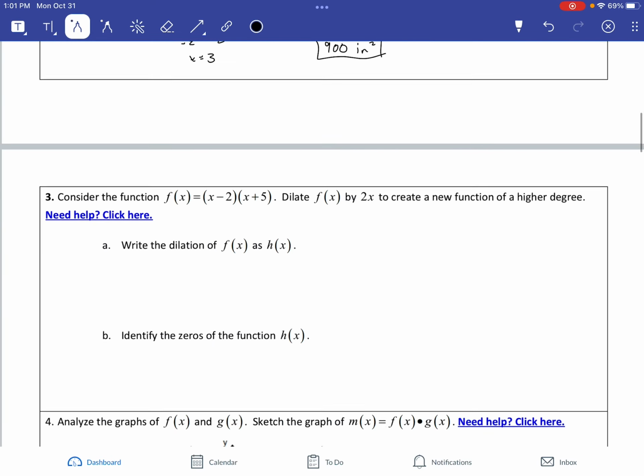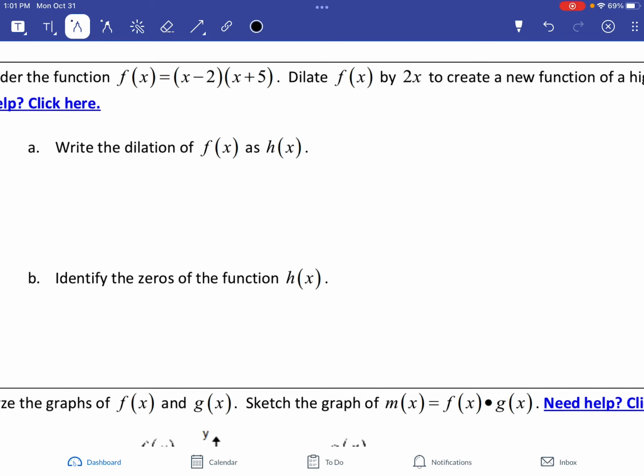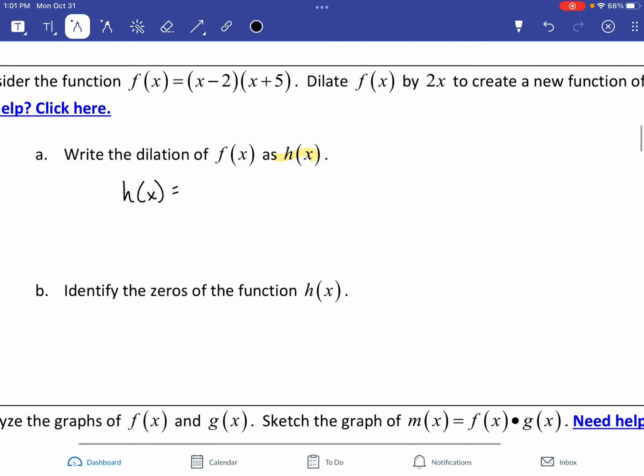Consider the function f of x equals x minus 2 times x plus 5. Dilate f of x by 2x to create a new function of a higher degree. So all we're doing is creating a new function. Our new function is called h of x. So h of x is equal to, our dilation is by 2x, times x minus 2 and x plus 5. That's all you have to do. There's nothing else. You don't have to multiply because it doesn't say to put it in standard form, so just leave it like that.